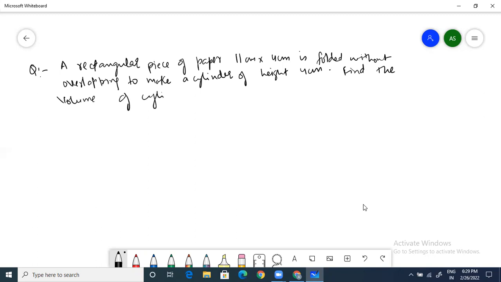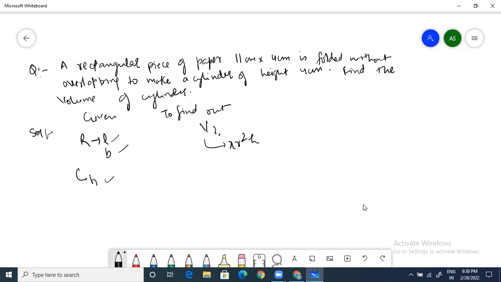See, first of all, we should always understand the question in terms of what is given to us and what is to be found out. We are given the rectangle's length and breadth, and we are given the cylinder's height. Three things we are given. We need to find out the volume of the cylinder. Now, what is volume? It is pi r square h. So all we have to do is find out h of the cylinder and r of the cylinder.